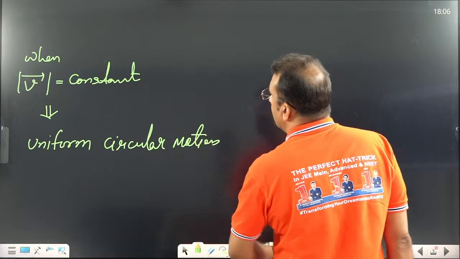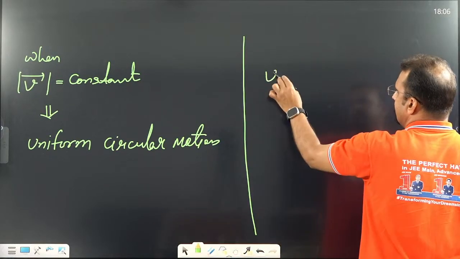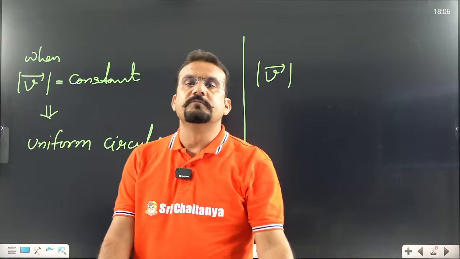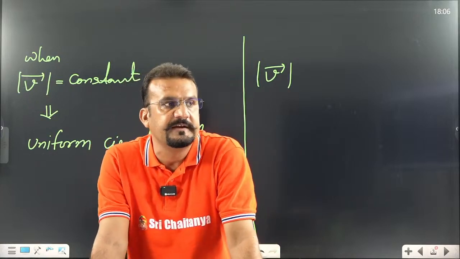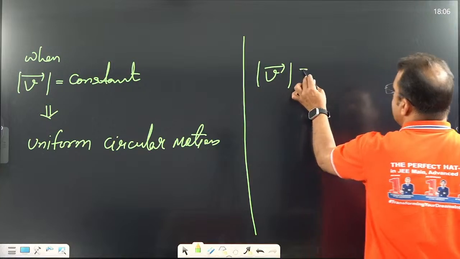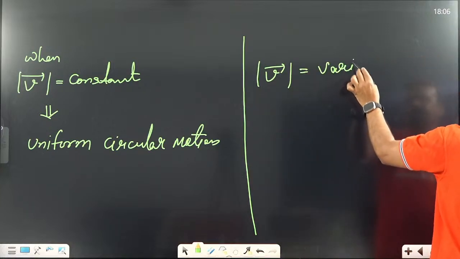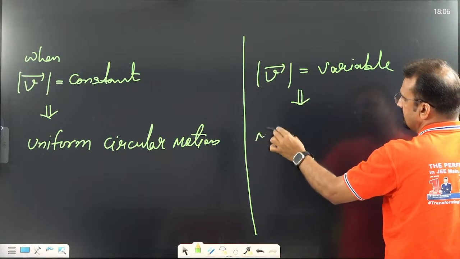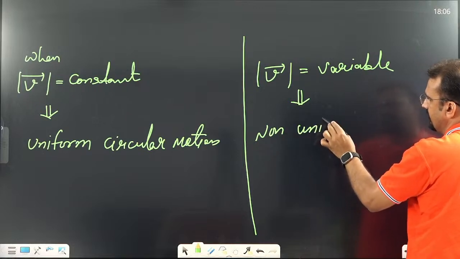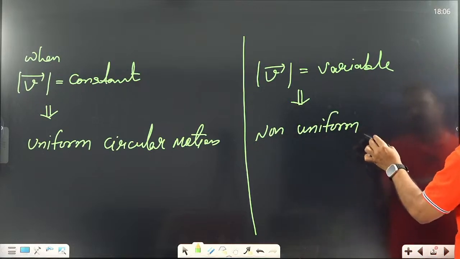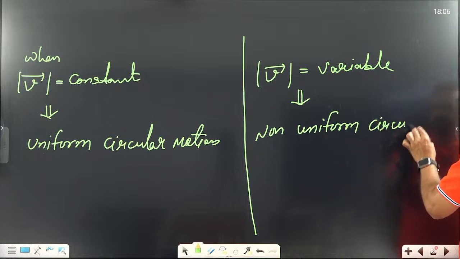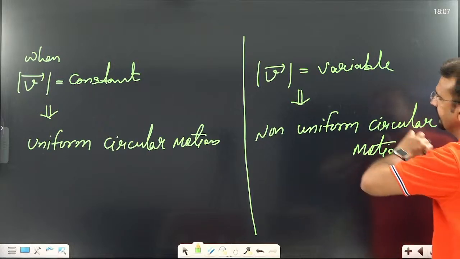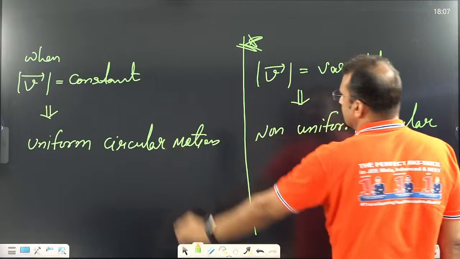Yes or no? But when speed is variable, see, I am not talking about velocity, I am talking about the magnitude of velocity, that is speed. Whenever speed is variable, that is called non-uniform circular motion. Non-uniform circular motion. I think you remember these terms. So today we will discuss this non-uniform circular motion.